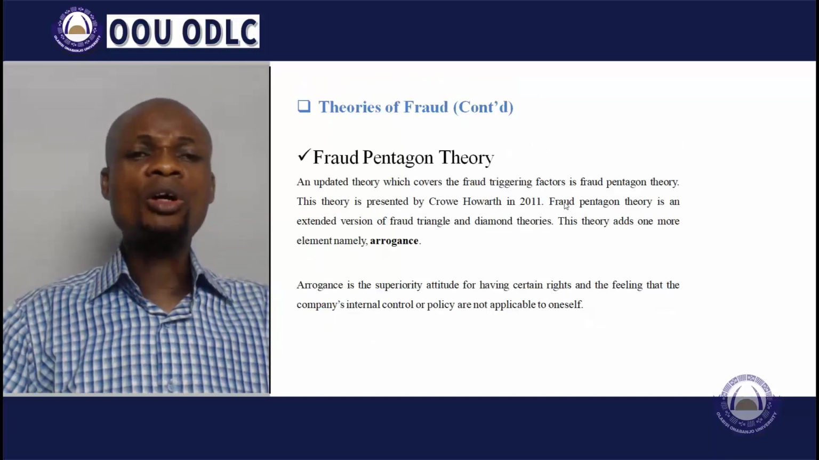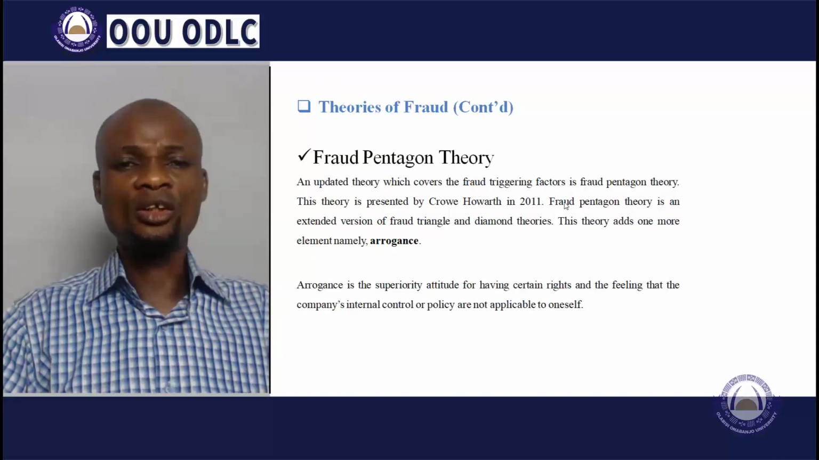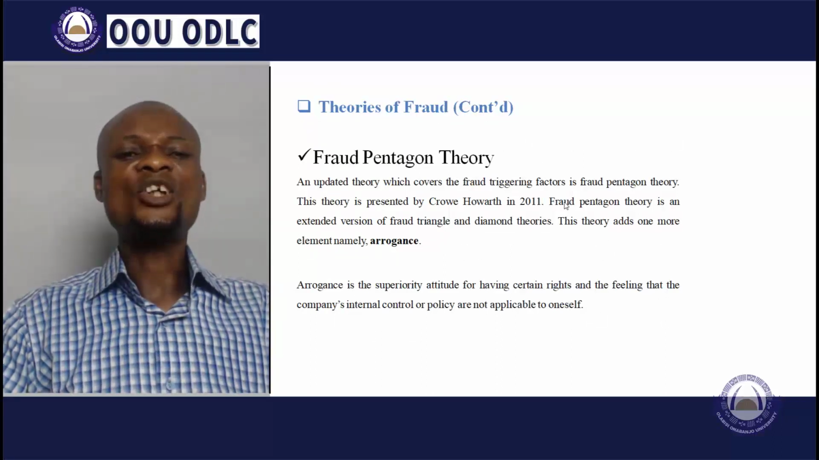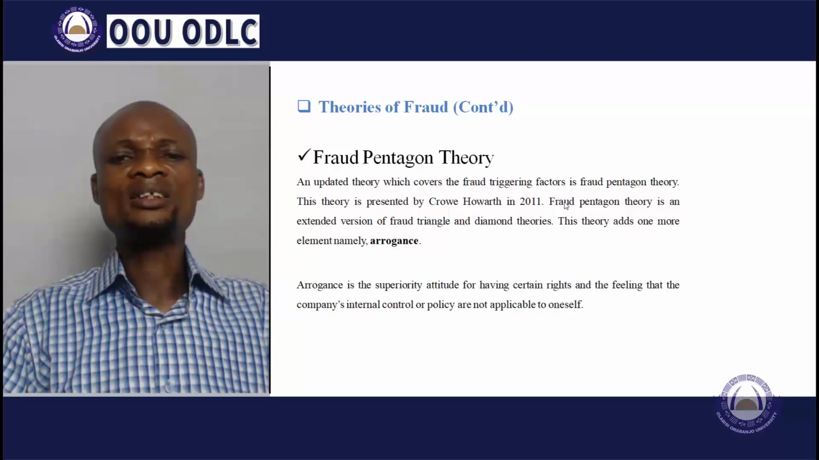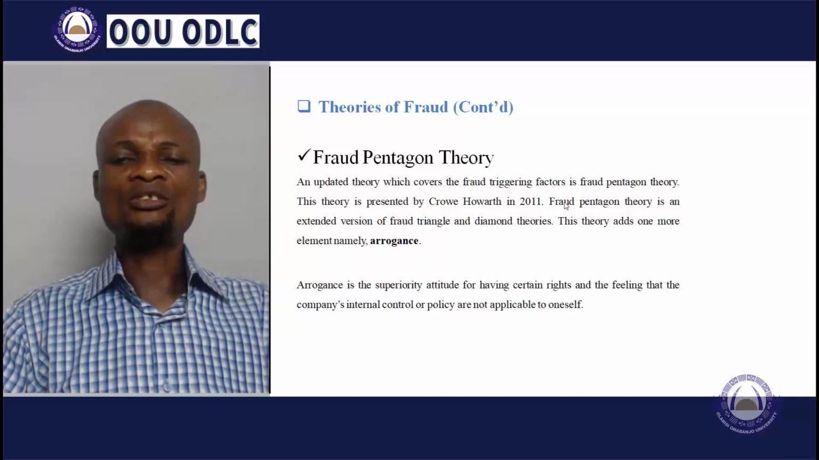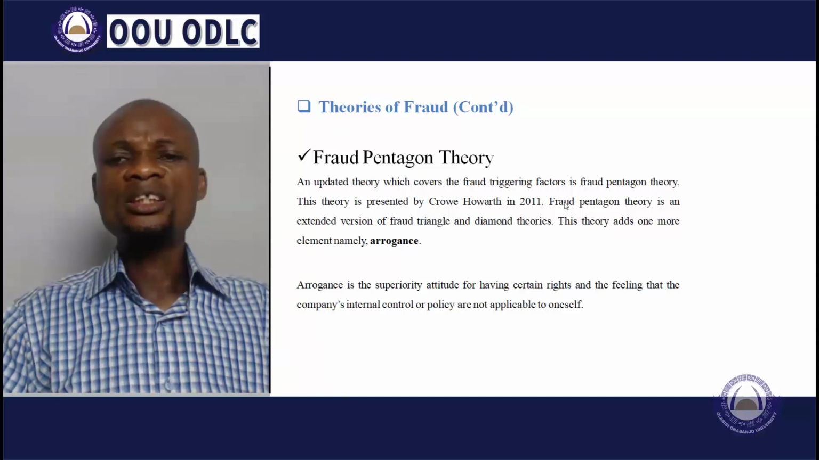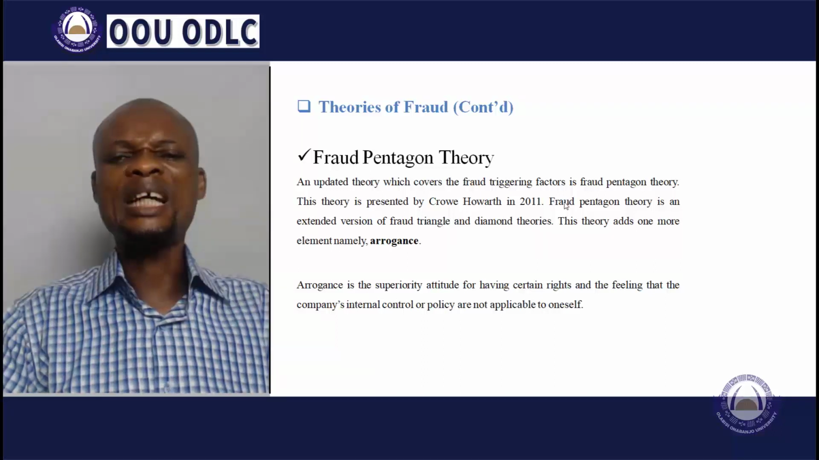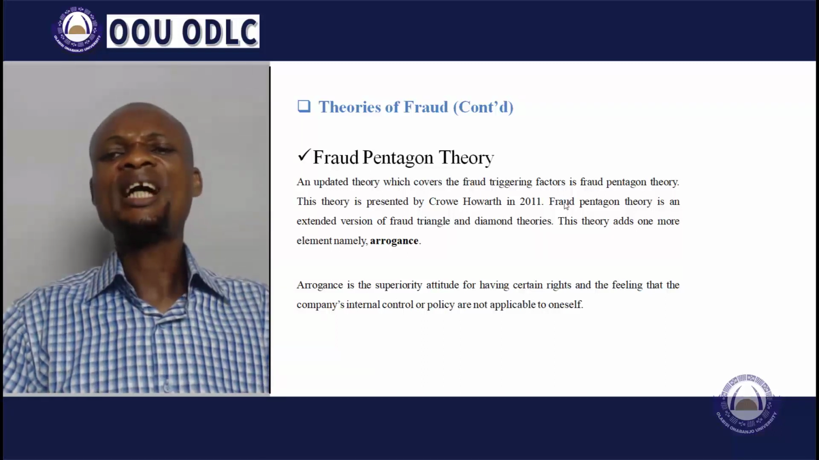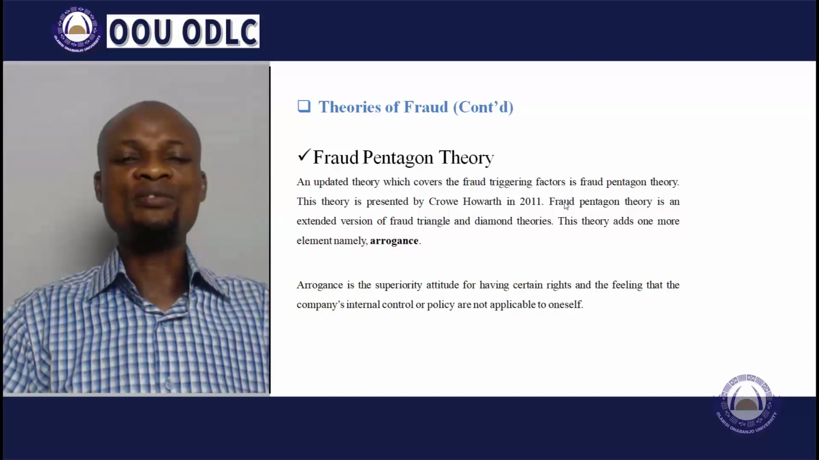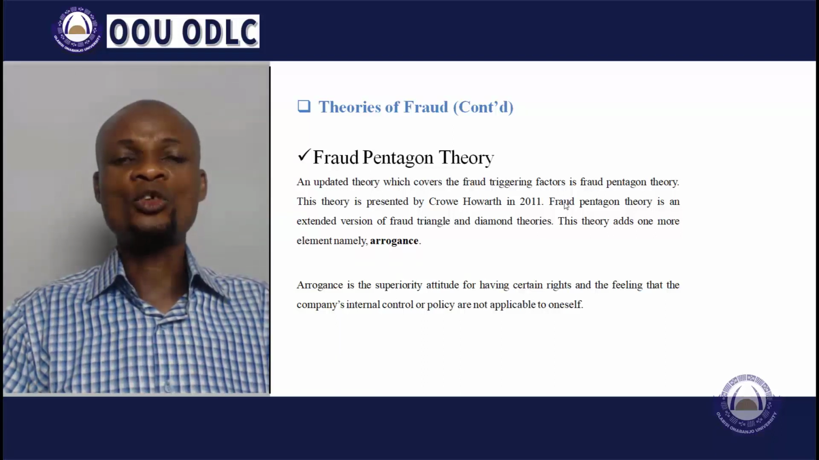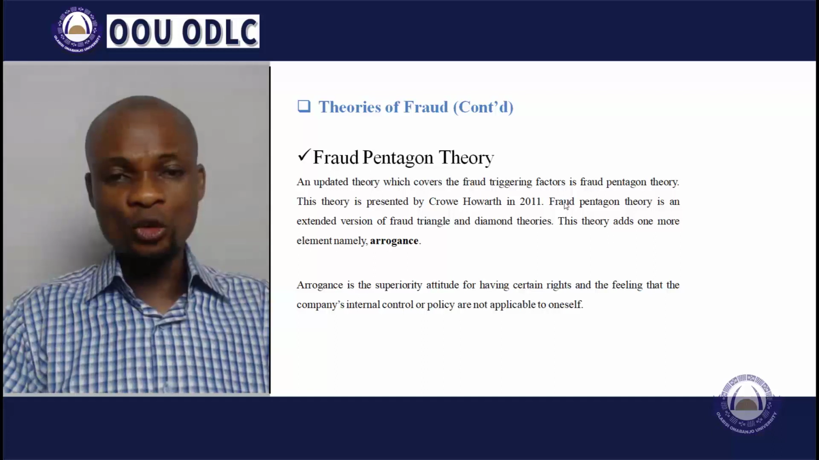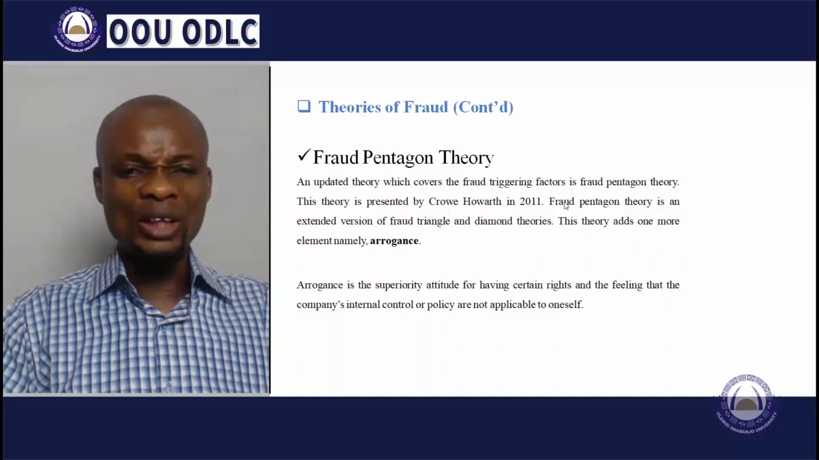Learners, the third one is fraud pentagon theory, and this theory is an updated theory which covers the fraud triggering factors. This theory was presented by Crowe Horwath in 2011. Fraud pentagon theory is an extension of the fraud triangle and fraud diamond theories, and this theory adds another element to the family of fraud factors, and this element is arrogance.